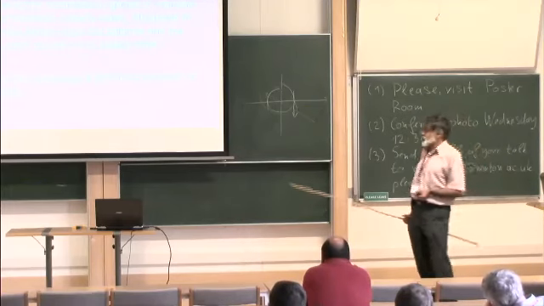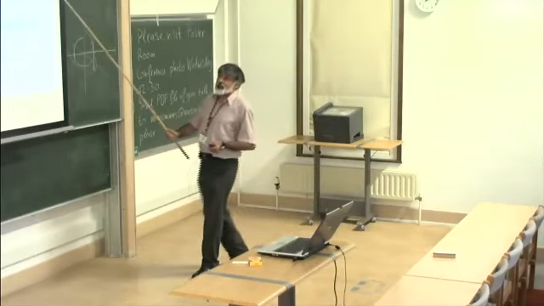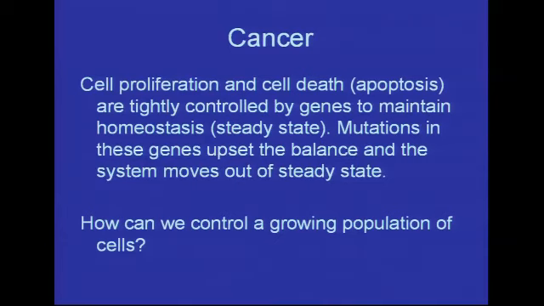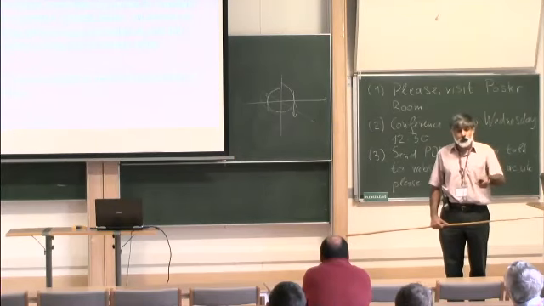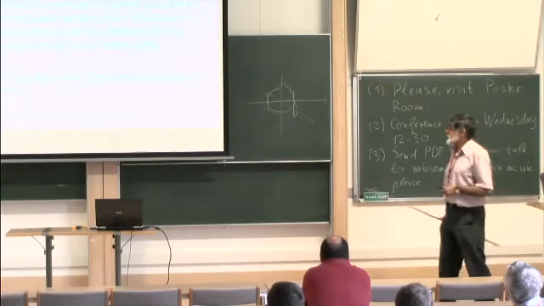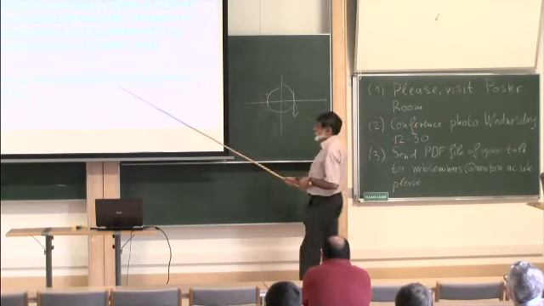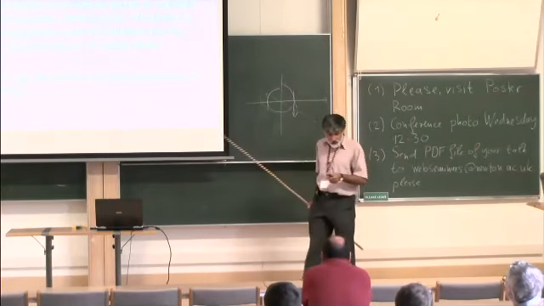And that's basically, in a very naive way, what cancer is: when this steady state, this homeostasis, becomes disrupted because, due to mutations, the cells do not respond appropriately to the cues within the system. And what we're asking is, how can we control a growing population of cells?